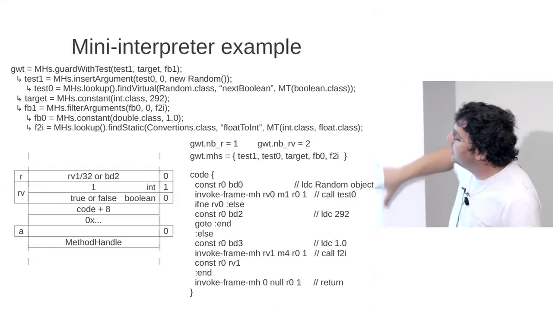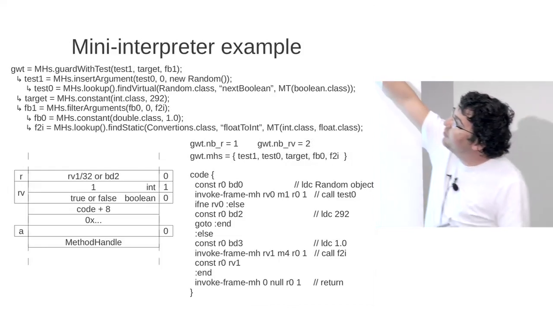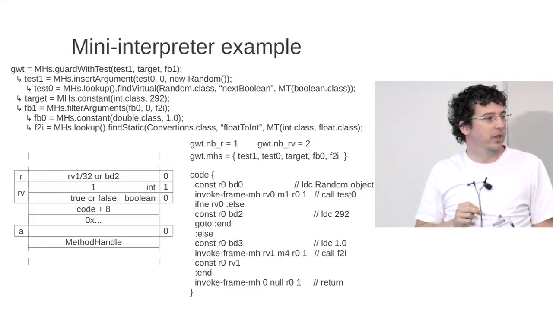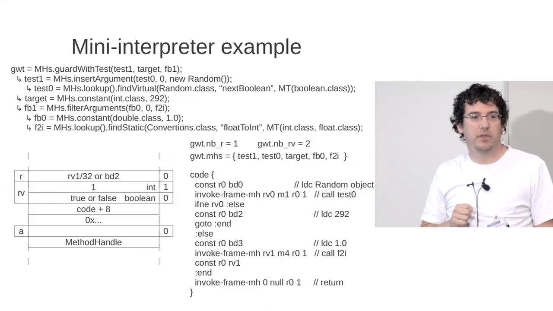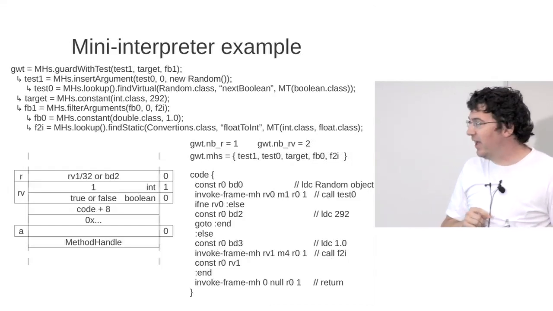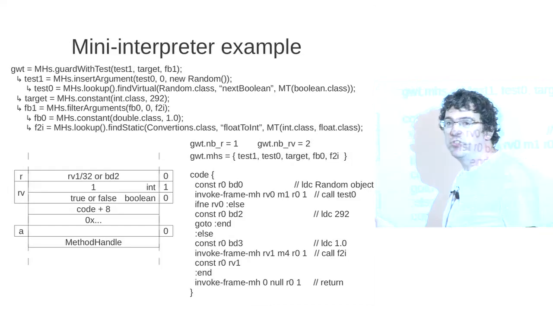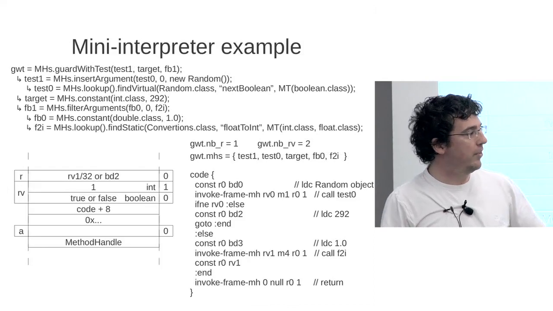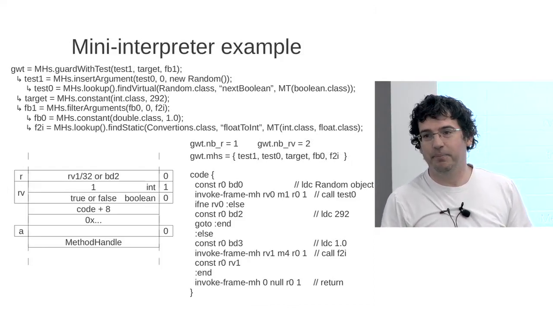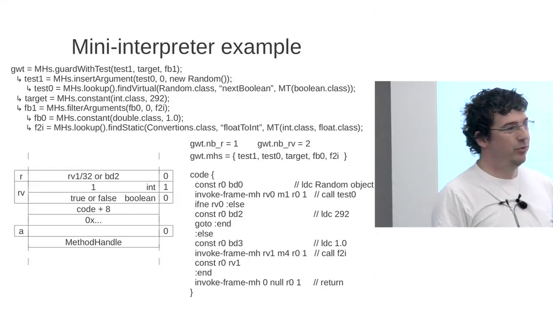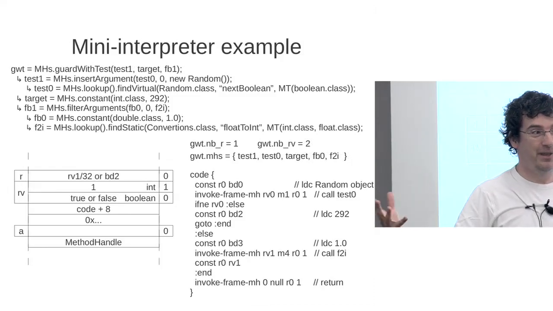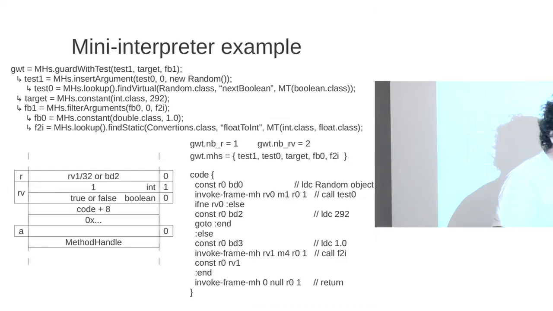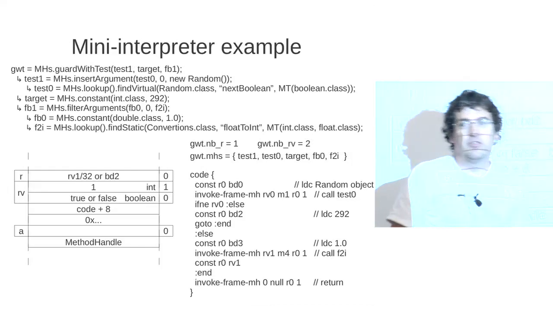So here is the code generated corresponding to this MethodHandle. I don't know how many people know Android opcodes, but as you can see, it's mostly exactly the same opcodes as the ones used by Android. So we can use a trick, which is to reuse exactly the Android interpreter to interpret this sequence of opcodes.